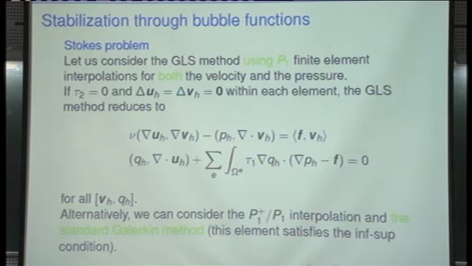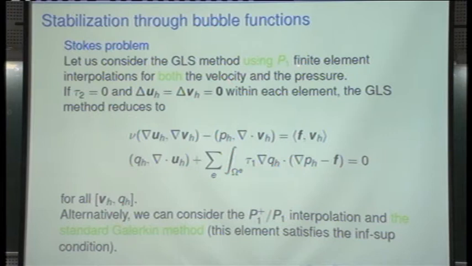Okay, let's go rapidly because this is not that important, to another stabilization method that was designed for the Stokes problem originally. The idea is to consider the Stokes problem and the Galerkin least squares method, using linear elements for both the velocity and the pressure, taking tau 2 equal to zero. Since we are using linear elements, within each element the Laplacian of the velocity and the Laplacian of the test function is going to be zero. So the Galerkin least squares method, in the case of linear elements, boils down to this expression.